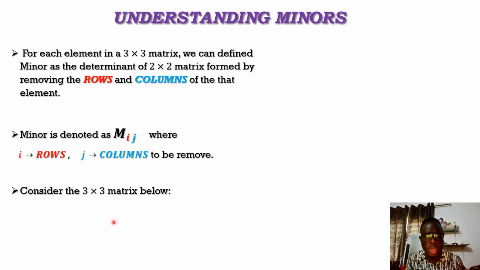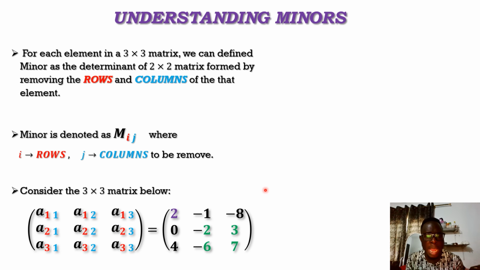So here let's consider a 3 by 3 matrix below, and we have a 3 by 3 matrix of this particular nature, and this expression denotes the position of the entries of each element of the 3 by 3 matrix that we have here. So when you look at the element 2, its position is the first row, the first column. Element negative 1, its position is the first row, second column. Element negative 6, its position is the third row, the second column. Element 3, its position is the second row, the third column.